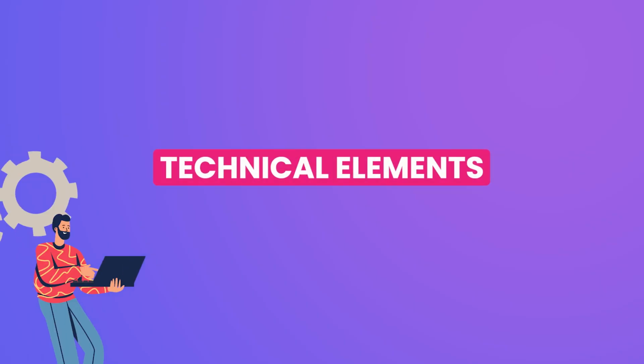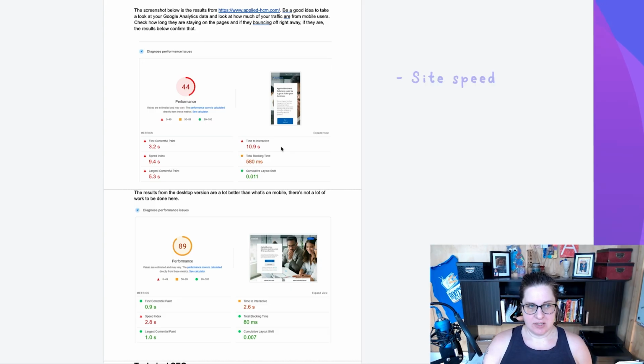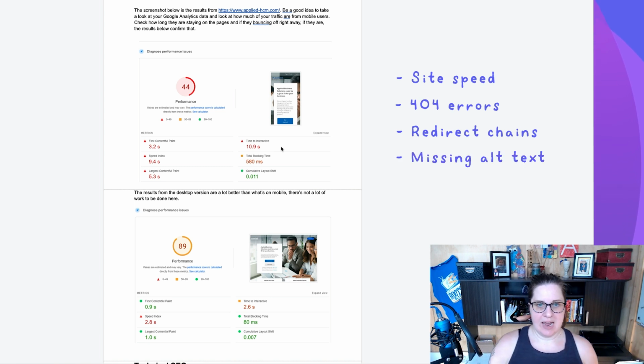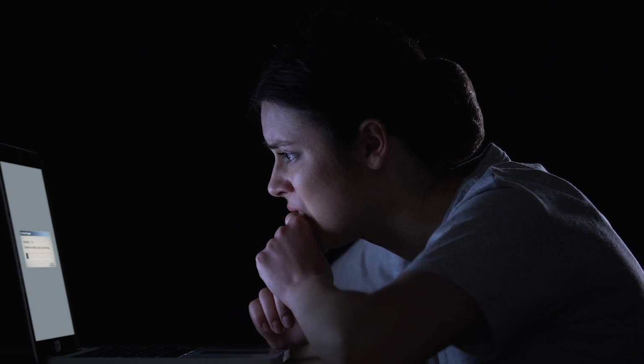The other part of your SEO is your technical elements. This is your site speed, your 404 errors, redirect chains, especially ones that keep going all over the place, and missing alt text. It's called on-page SEO. The number one culprit 90% of the time, especially if your site speed takes too long based on Core Web Vitals, is that it won't rank very well.